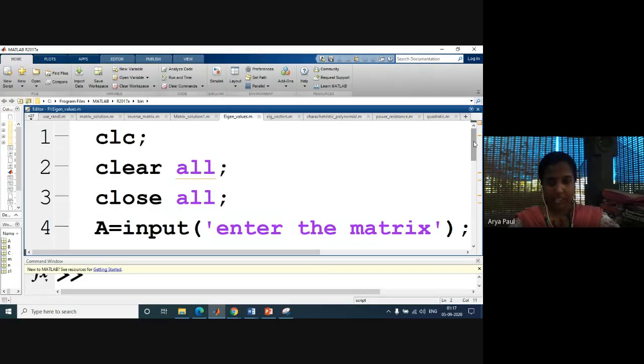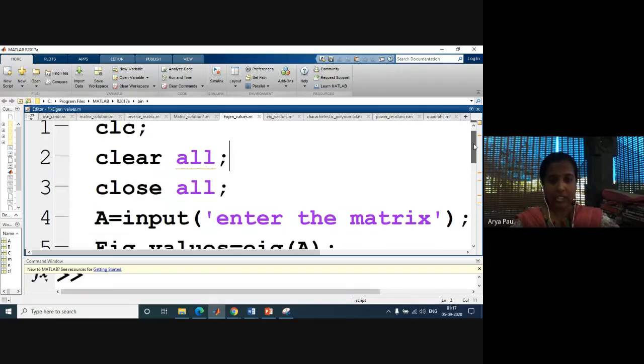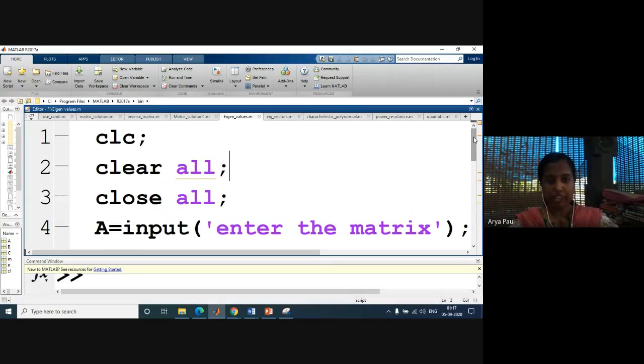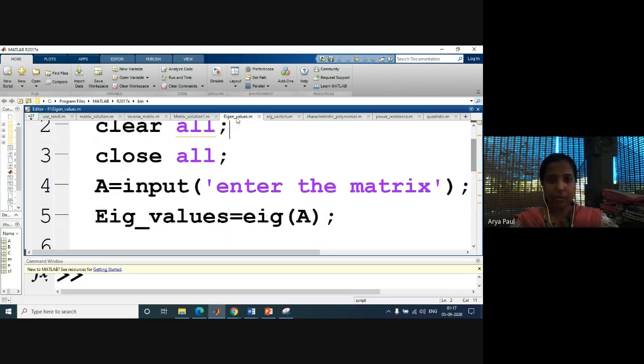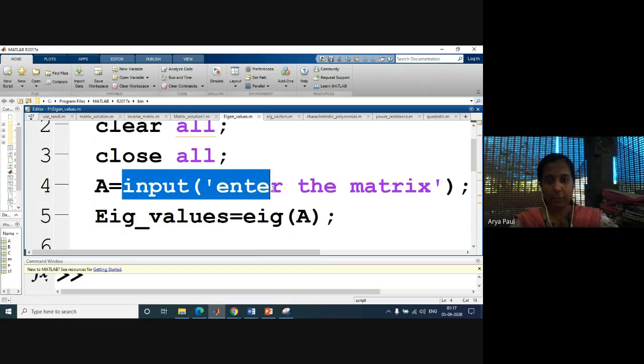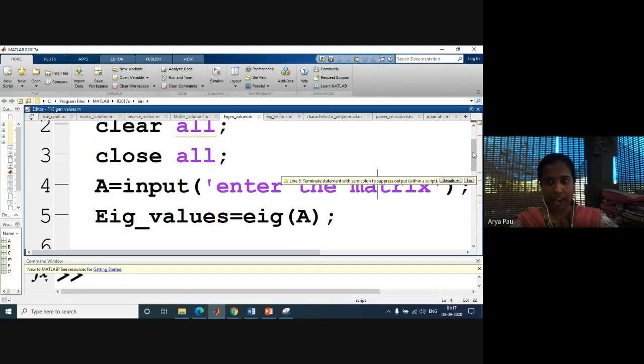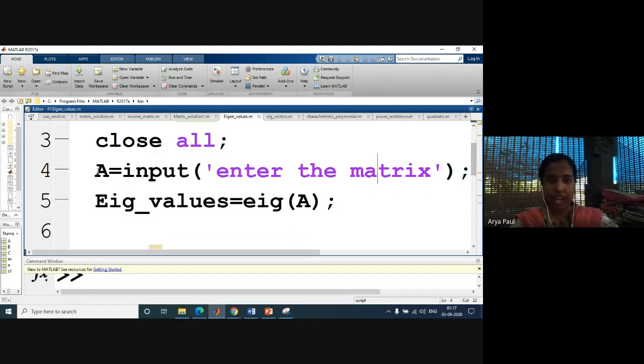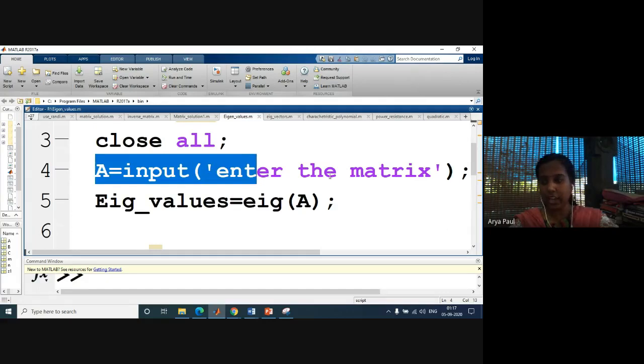Okay, now we will discuss eigenvalues. Hope you are familiar with eigenvalues and eigenvectors. So today we will discuss eigenvalues. First of all, in order to find the eigenvalues of a matrix, you need to enter the input matrix. A is equal to input, enter the matrix.